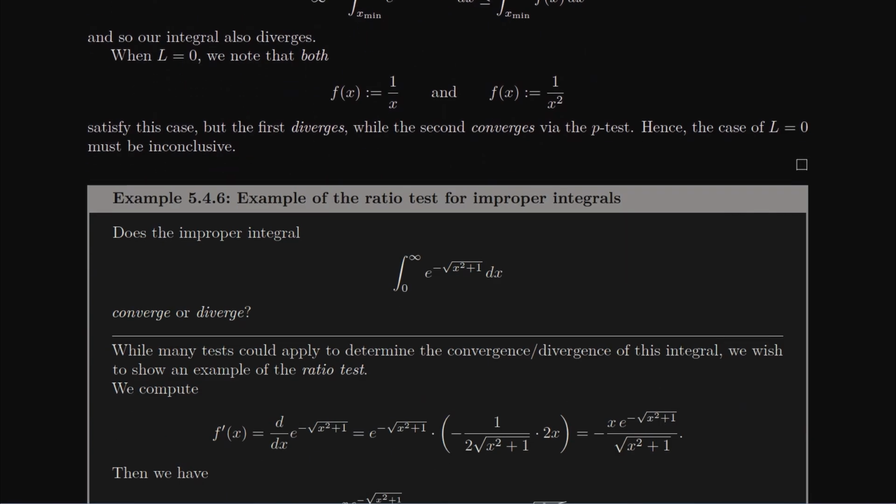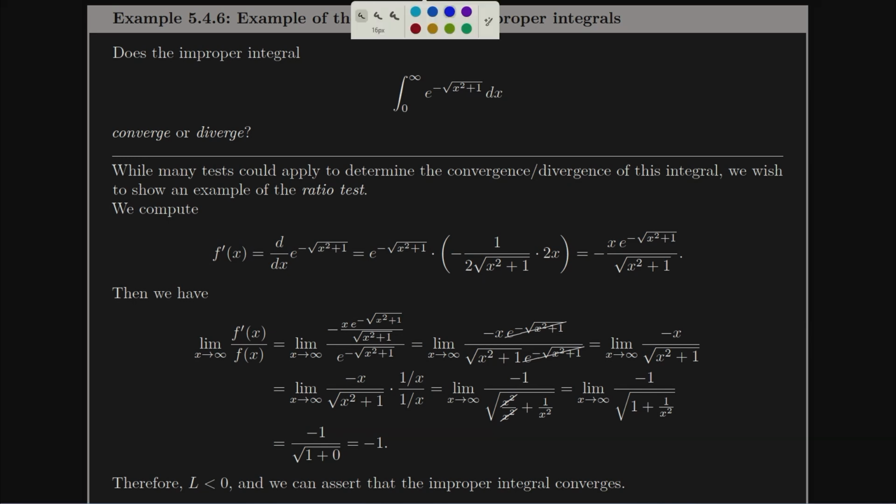What would an example of using this ratio test look like? Well, we've got this case of e to the negative square root of x squared plus 1. Now you can already see this looks like an exponential, but that square root of x squared plus 1 is kind of getting in our way. How could we use the ratio test? Well, the ratio test says we need to compute the limit of f prime of x divided by f of x, so we're going to need to calculate f prime.